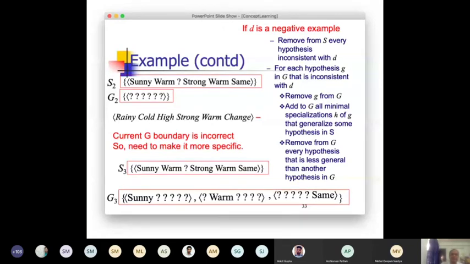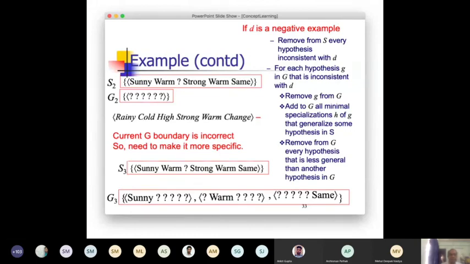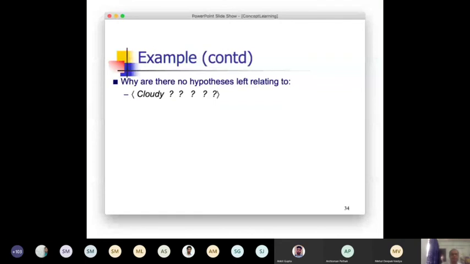Let us proceed. We have 4 data points. So this is the question: why are there no hypotheses left relating to cloudy and all question marks? So let us come to that. If I put cloudy, all question marks here, you can see that that is not a generalization of S2. S2 cannot be a member of that. So it is inconsistent with S. Okay.